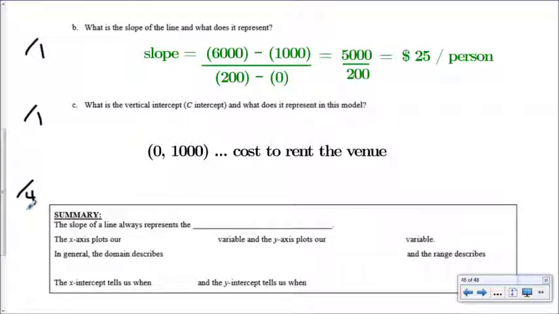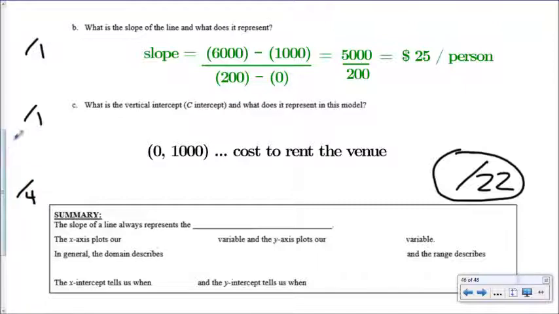So 5 and 5 is 10, plus another 8 is 18, plus 4, so the grand total will be out of 22. If I could just get you to let me know how you did on that. I hope you did quite well. I think it's good practice for you.